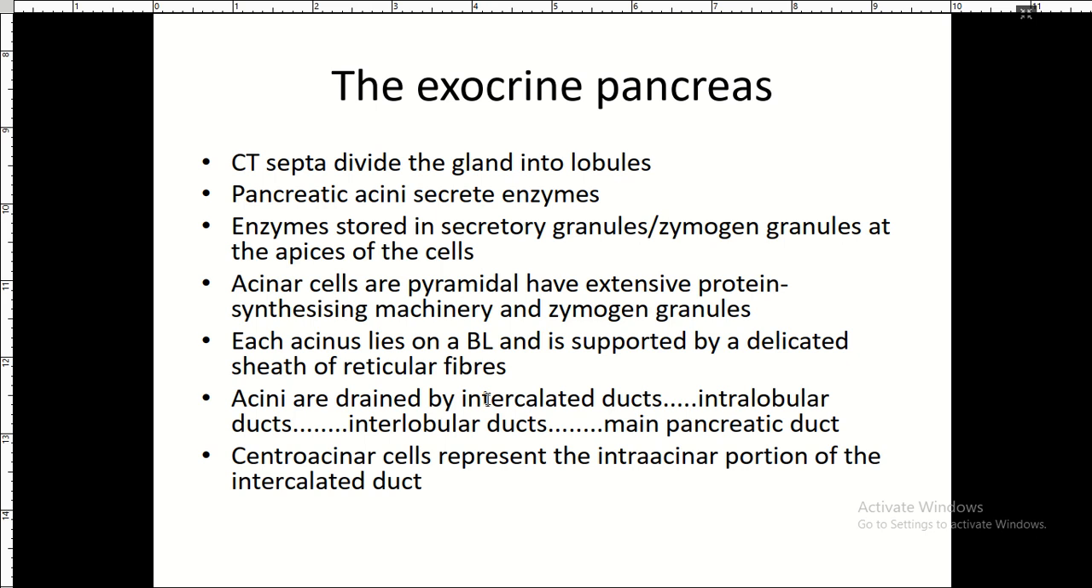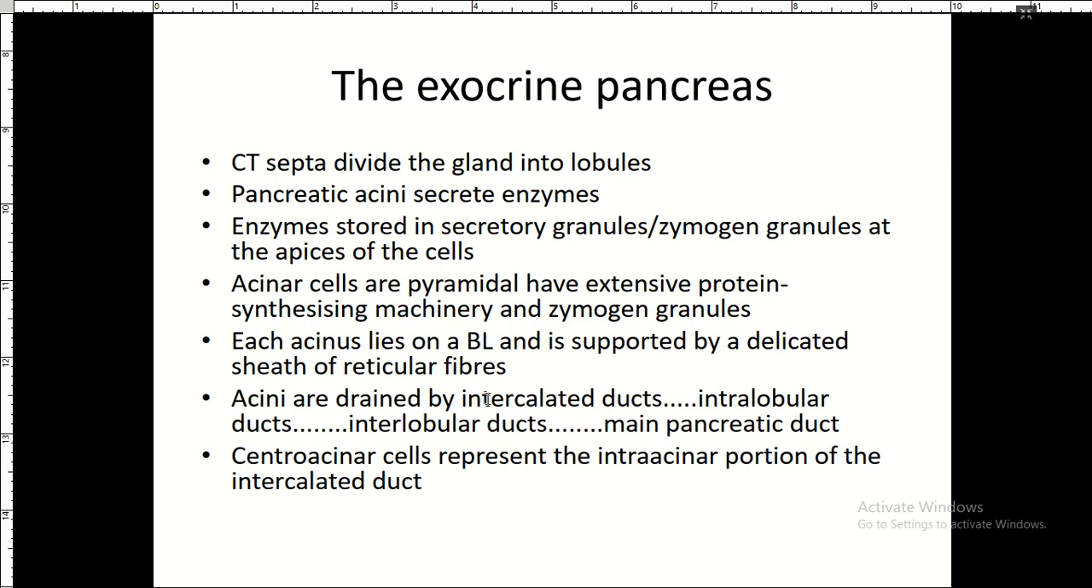The intralobular duct is going to be lined by cuboidal epithelia, not columnar. It is the interlobular duct that is lined by columnar epithelia. And the main duct is going to be lined by stratified cuboidal or stratified columnar epithelia. Right. So take note of this.